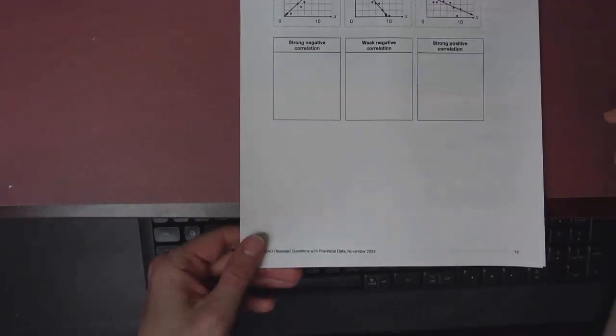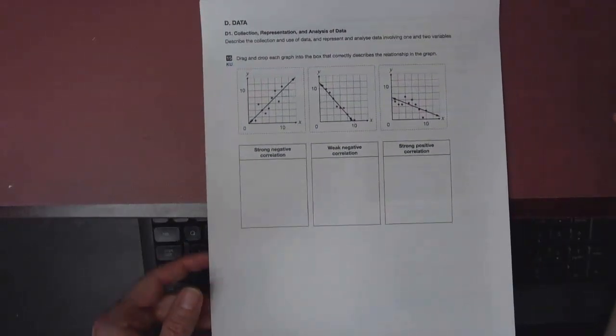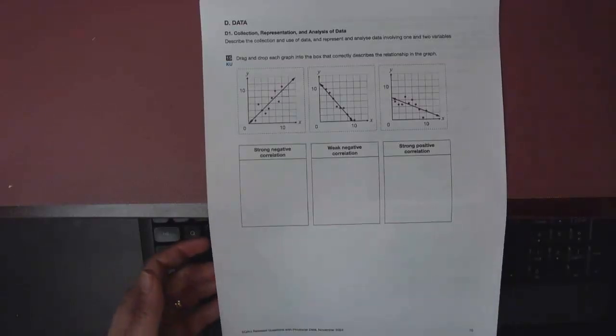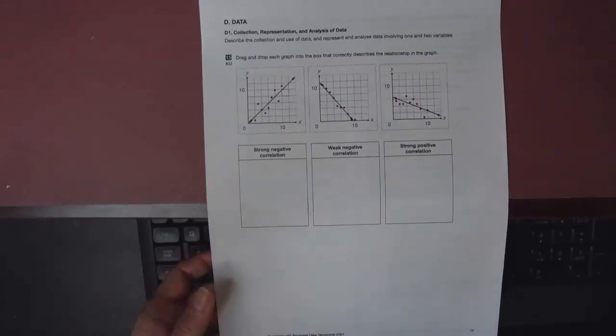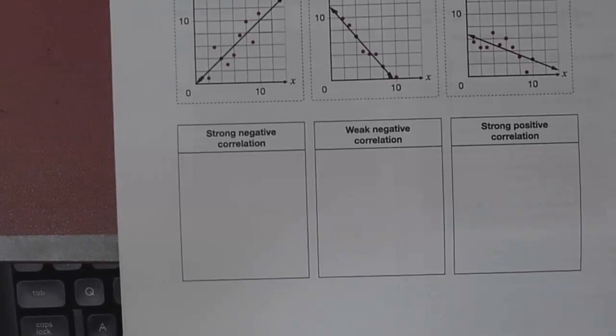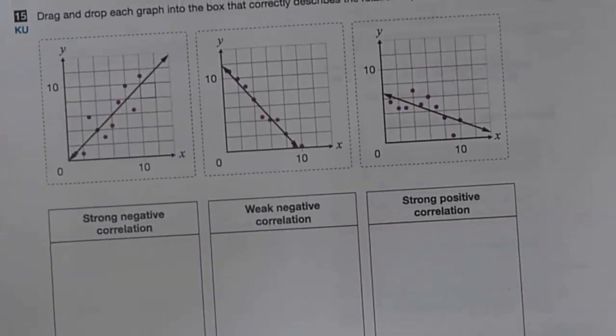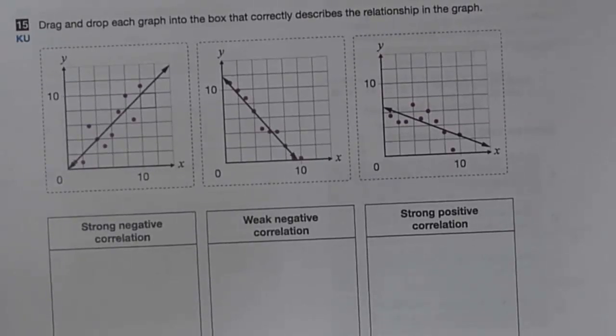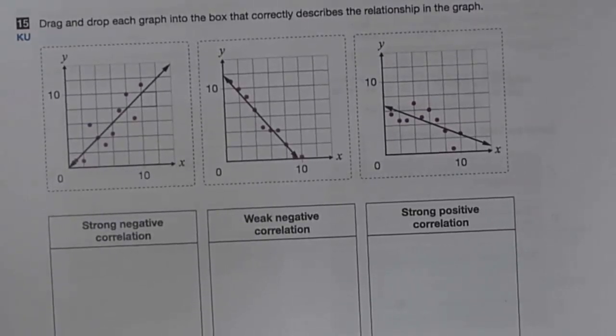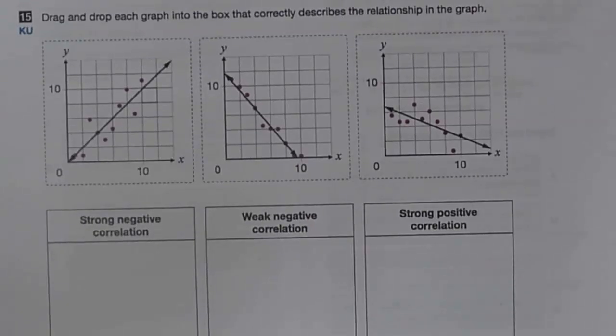Okay, here we go. It's the second half of this video. This question is telling us, I'm going to zoom in here a little bit on this for us. There we go. So this question is saying, drag and drop each graph into the box that correctly describes the relationship.